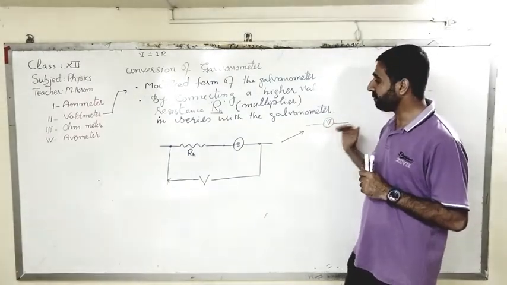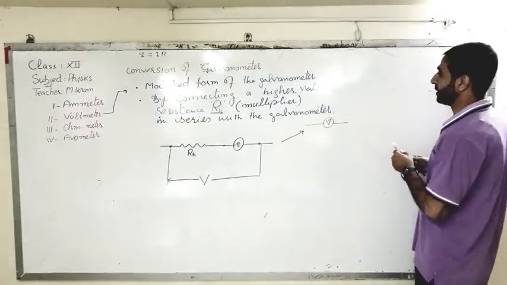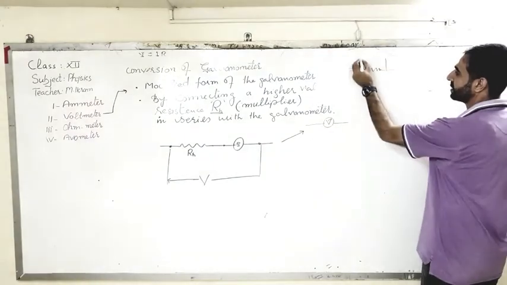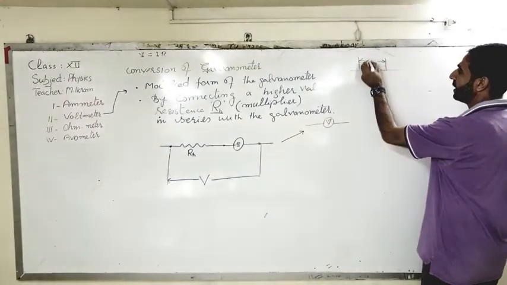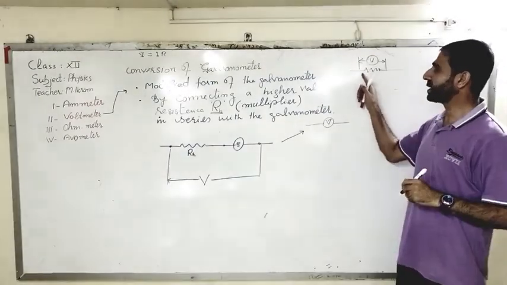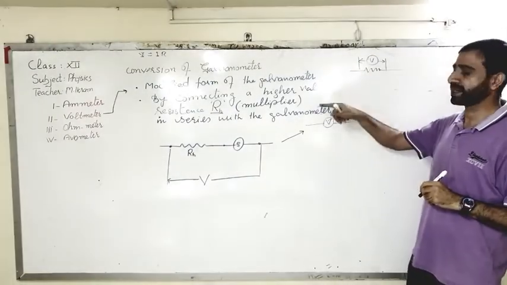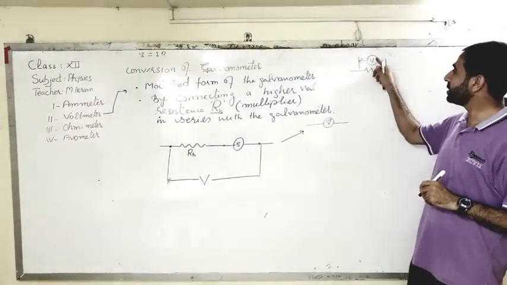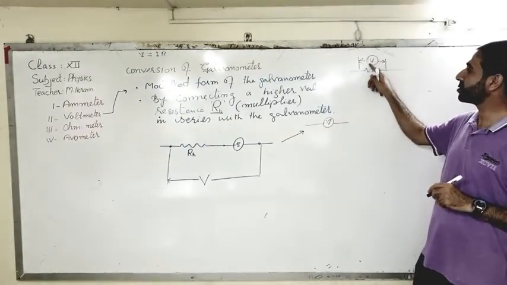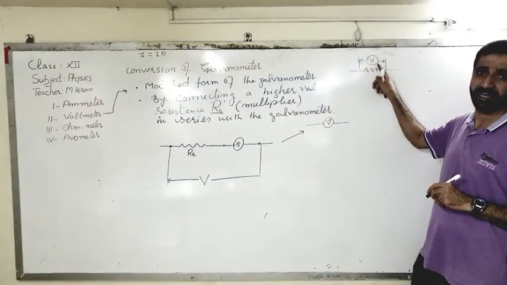Why? If you connect the voltmeter within a circuit, for example, when you want to measure this terminal potential difference, then since the voltmeter is connected in parallel, and a parallel circuit is a current divider, it should have a very high resistance so that no current passes through it.